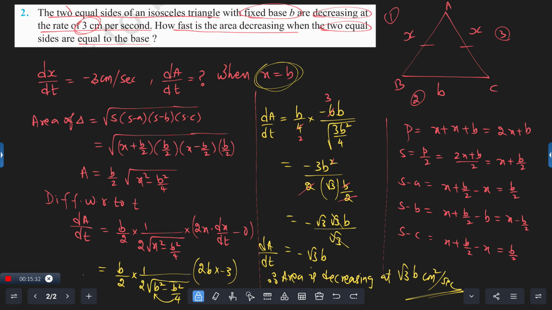In this, I have used Heron's formula. If you are using Pythagoras theorem to draw the line, also you can go, not an issue.